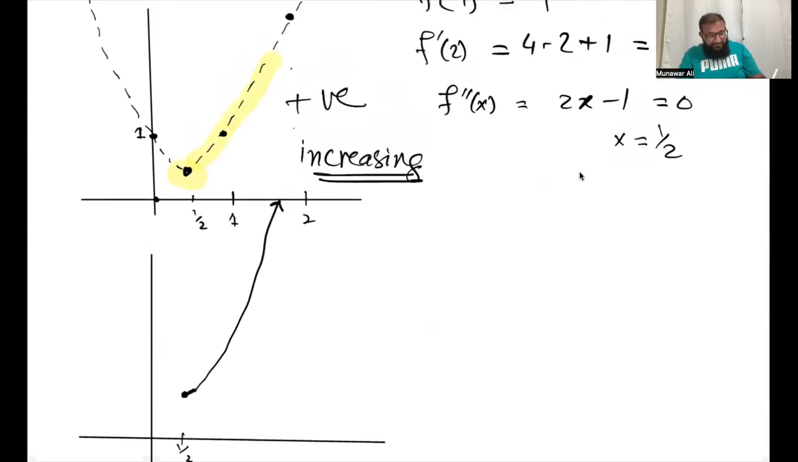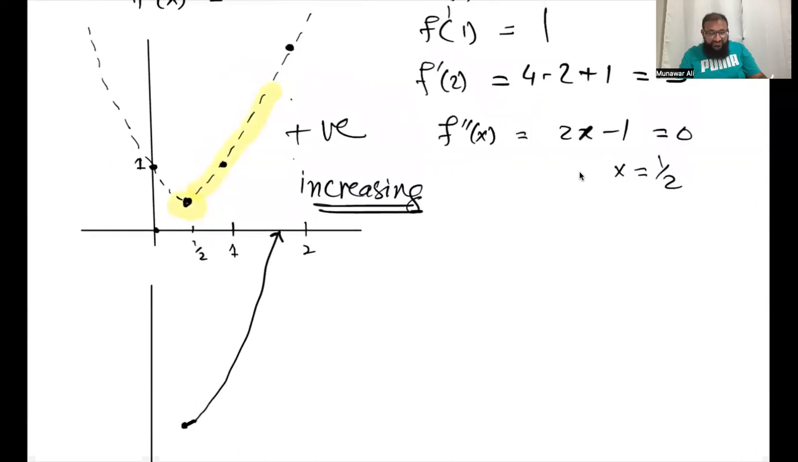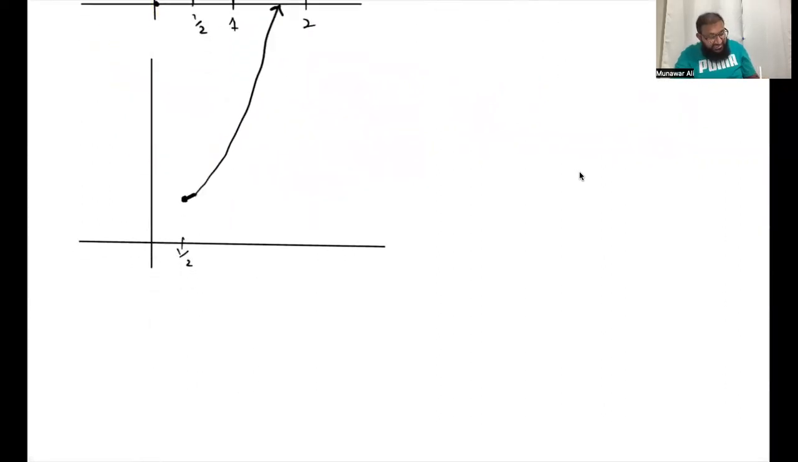And if we come from this side, whatever the slope of the function is, the slope decreases. The slope decreases, but the slope is always positive, which means the function is increasing. So you can see if I draw like this, the function is increasing, but the slope is decreasing.